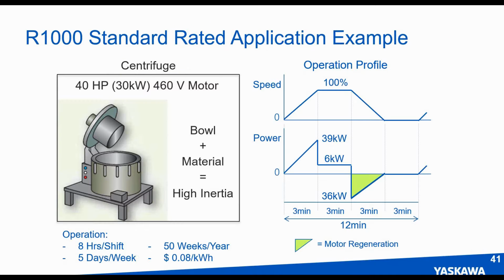So let's go through a quick example of how to size an R1000. Here's a solid bowl centrifuge. The application itself is split into 4 3-minute segments. You have your acceleration time, steady state operation, decel, and idle time. The only time regen occurs is a 3-minute block during deceleration.